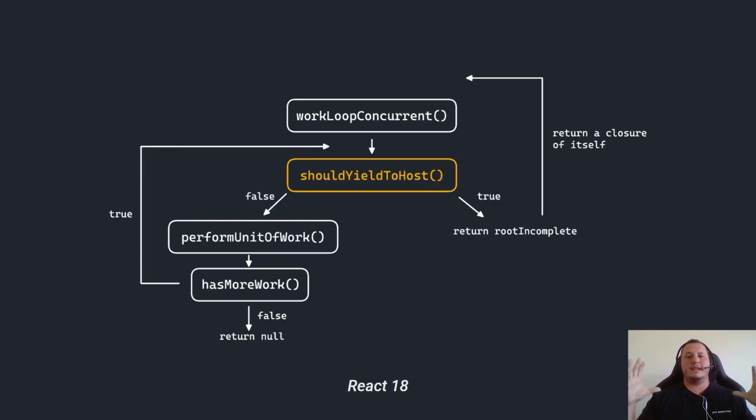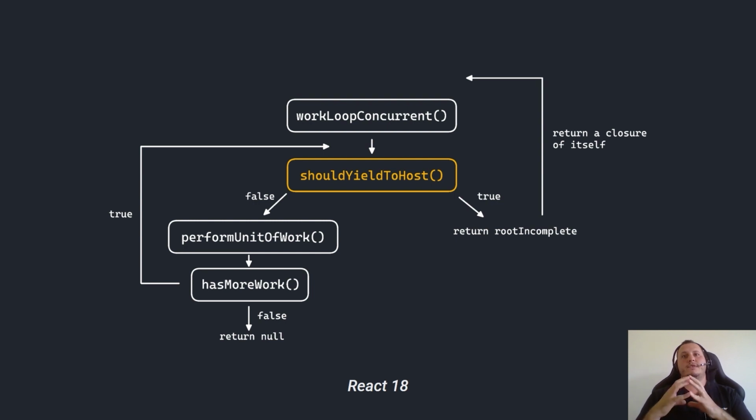So this is a diagram of how everything works together. So we have the work loop concurrent that calls the should yield to host function. If it returns false, it will perform a unit of work. After that, it will call a function called has more work. If there are more tasks inside of the task queue, it will return true. It will come back again. It will check if should yield to host or not. If it returns false, it will execute the new task. If there are no more tasks pending, this function will return null.